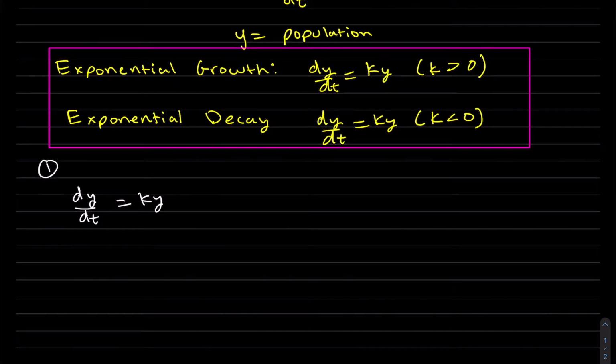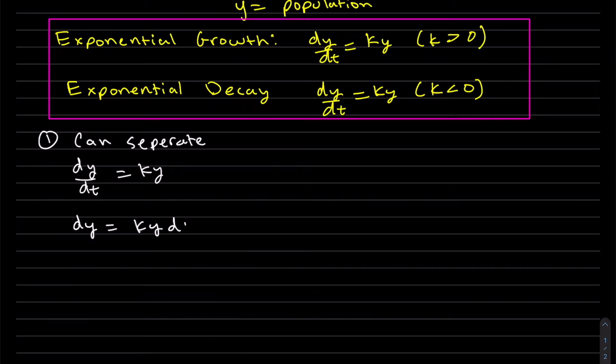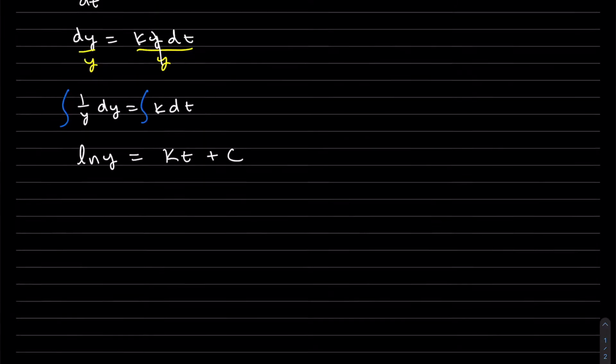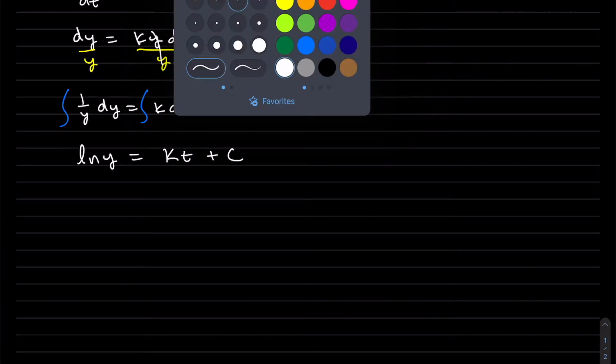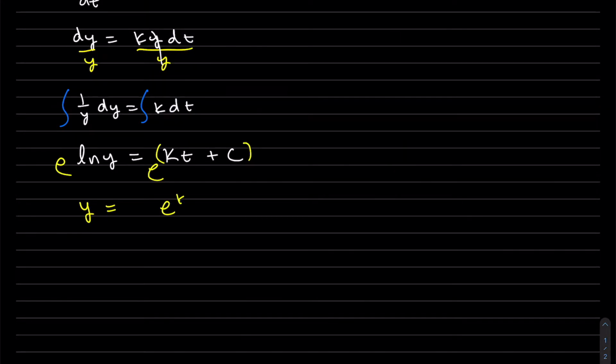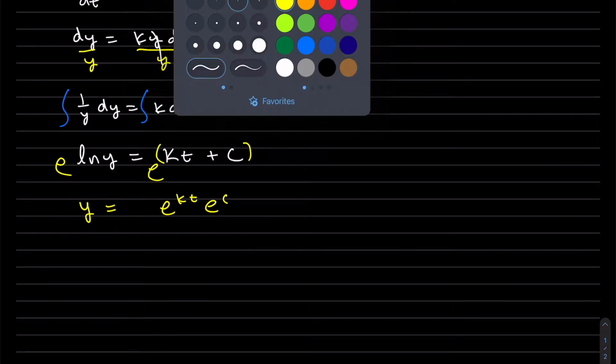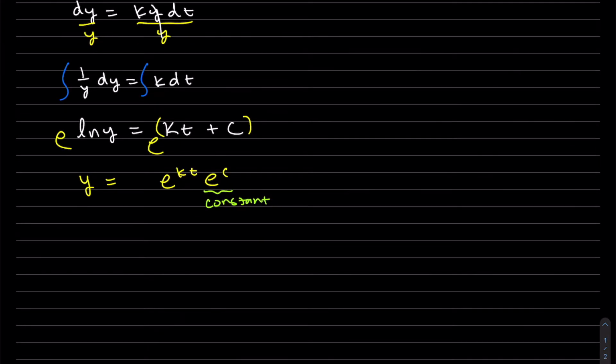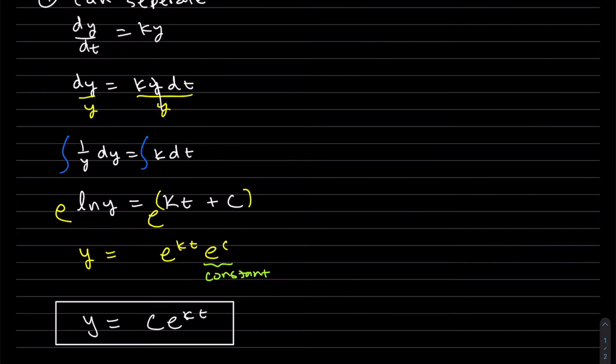So the first method is we can separate. So integrate. Solve for y. This is just our constant. Don't forget, the e is a constant, or a constant raised to some constant, is our solution.